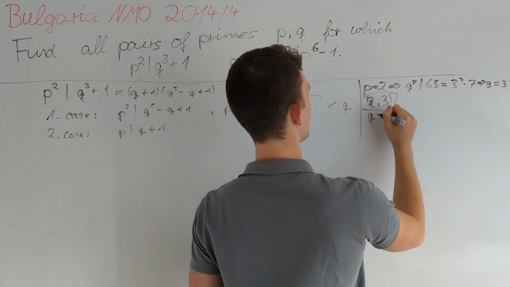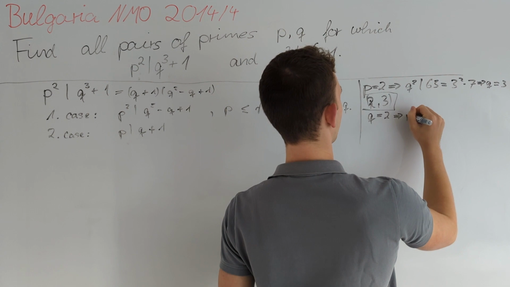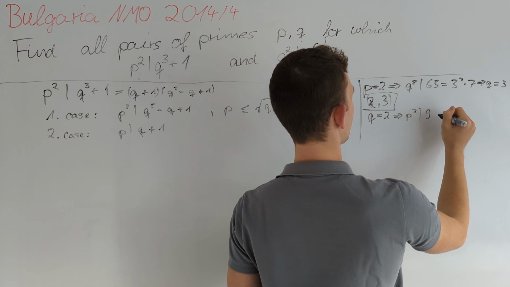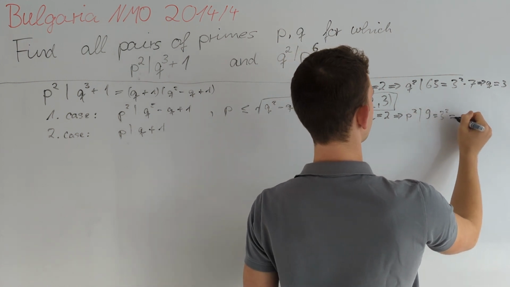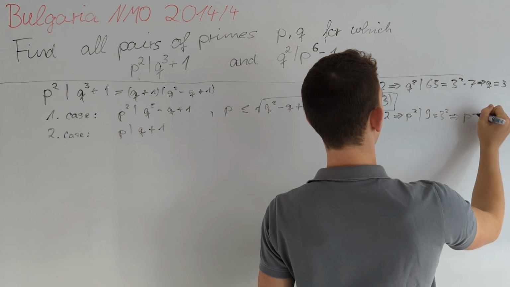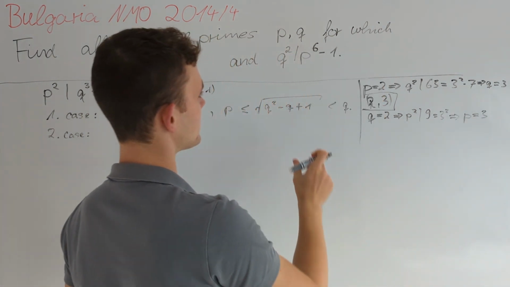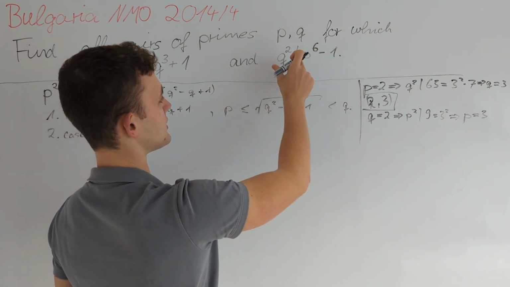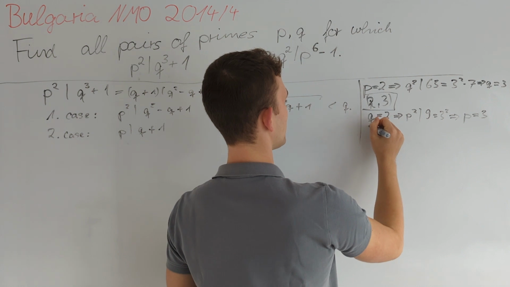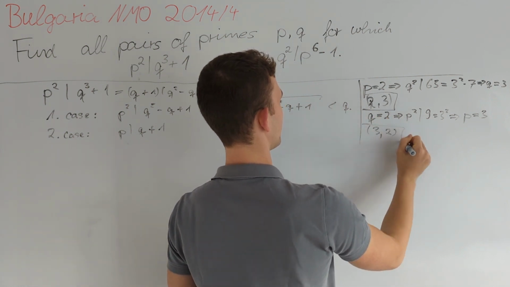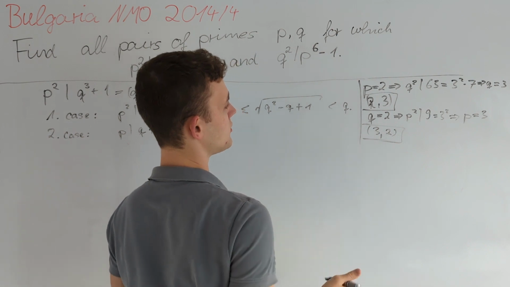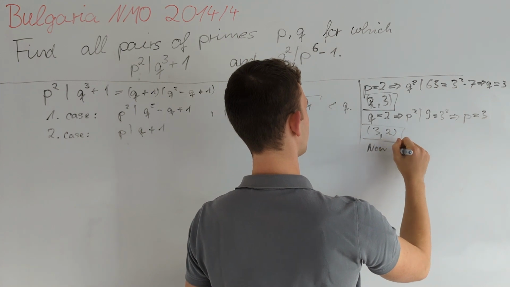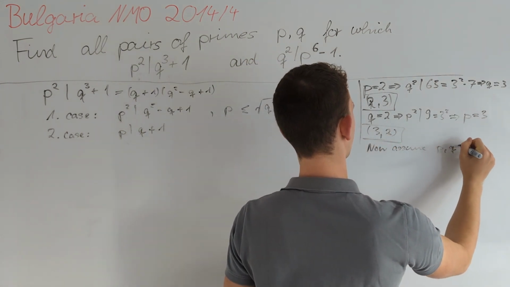Furthermore, plugging in q equal to 2 tells us that p squared must divide 2 cubed plus 1, which equals 9, or 3 squared. So since p is prime, we get that p can only be 3. And since 3 is congruent to 3 mod 4, we also get that 3 to the power of 6 minus 1 is divisible by 4, and therefore 3, 2 is also a valid solution. Now we have determined all the solutions for p and q equal to 2, so from now on we can assume p, q greater than or equal to 3.